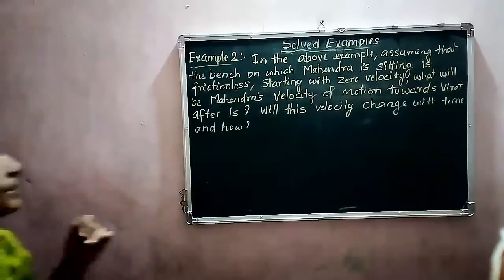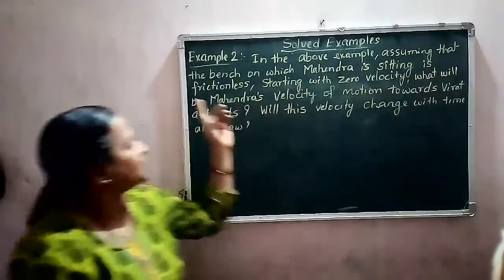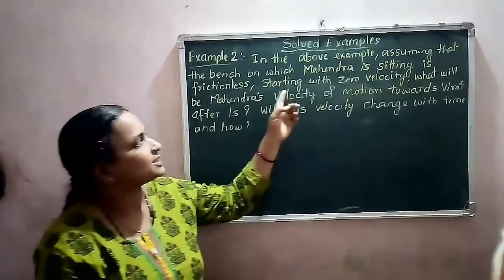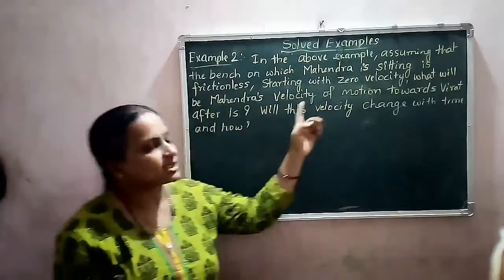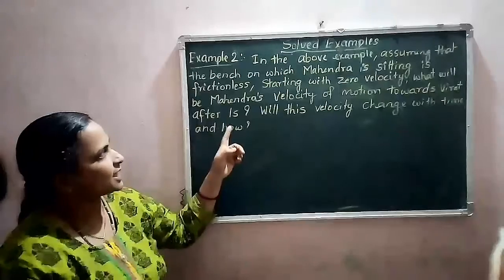Example 2. In the above example, assuming that the bench on which Mahendra is sitting is frictionless, starting with zero velocity, what will be Mahendra's velocity of motion towards Virat after 1 second?